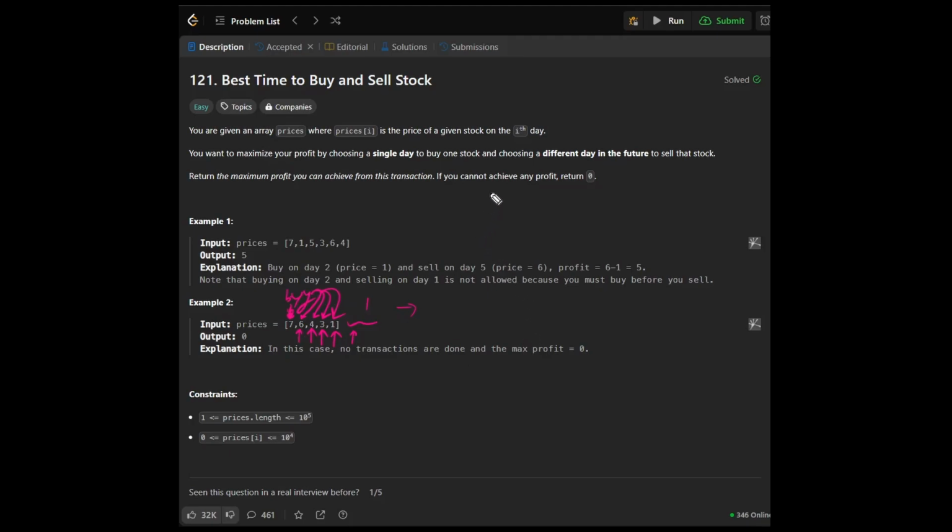In this question, if you cannot achieve any profit, you return 0. We are not going to make a loss. We are basically not going to buy. And the output would be 0. So that's the problem. Let's go right into the code.